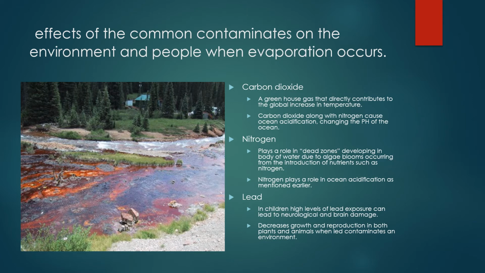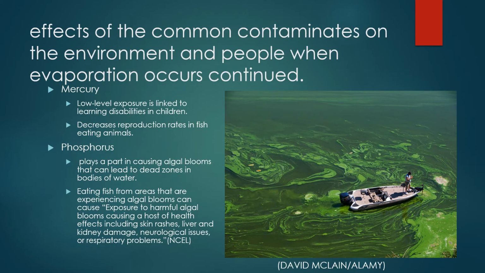On the left here, you'll see a picture of 2 rivers. The top one is a clean, fast-flowing river with no issues. The bottom one is a river that has been contaminated from lead from a mining site. Alright, effects of the common contaminants on the environment and its people when evaporation occurs continued. Mercury. Low-level exposure is linked to learning disabilities in children and decreased reproduction rates in fish-eating animals. Essentially, as these fish are exposed to mercury that has been contaminated into this water, it builds up in their bodies, and as a predator eats these fish, that mercury builds up more and more in compounds within their body.